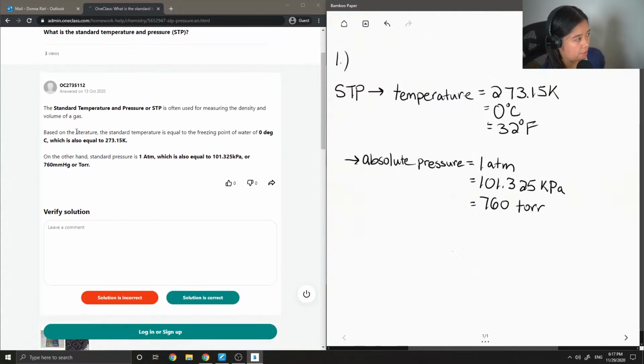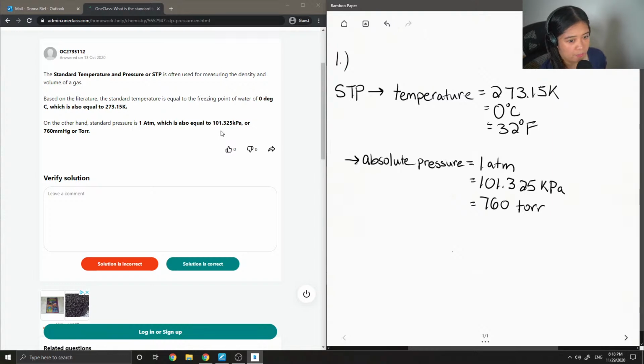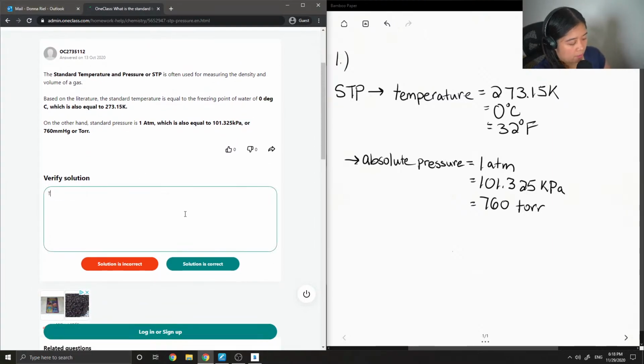So let's see what the junior tutor said. Standard temperature and pressure, or STP, is often used for measuring the density and volume of gas. Based on the literature, the standard temperature is equal to the freezing point of water, which is 0 degrees Celsius, which is also equal to 273.15 Kelvin. On the other hand, standard pressure is 1 atm, which is also equal to 101.325 kilopascals, or 760 millimeters of mercury, or torr. Yep, so this solution is correct.